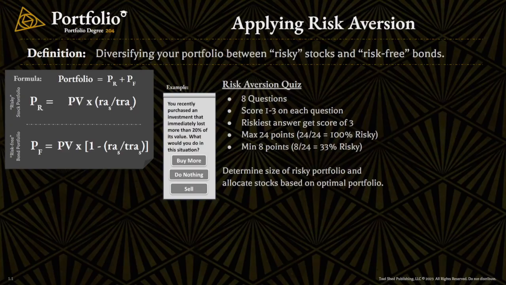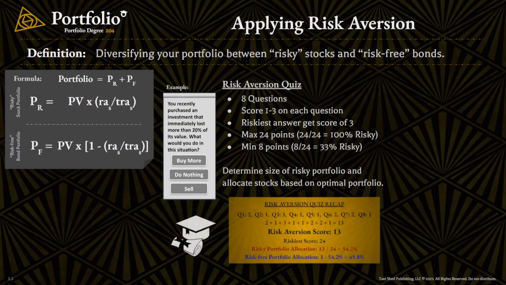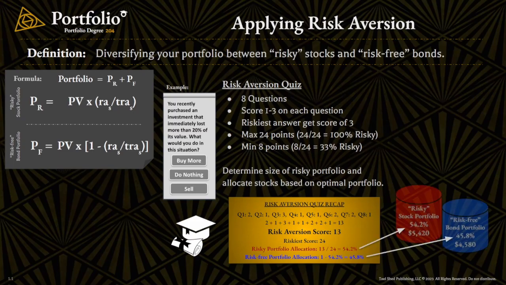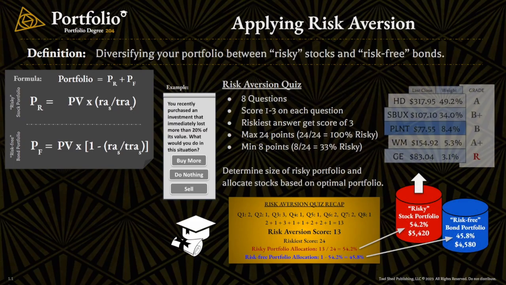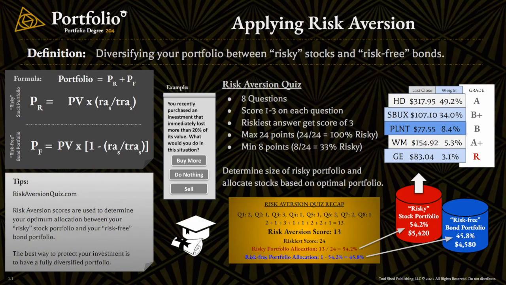I've taken the quiz a number of times, and on average, I get a score of 14, which is a slightly risk-averse profile. In the example on the screen, this individual scored a 13, which would indicate that they should put 54% of their investment in stocks and 45% in bonds. In the previous example, we used a $10,000 portfolio, so let's revisit that and show you what that portfolio looks like when you apply risk aversion.